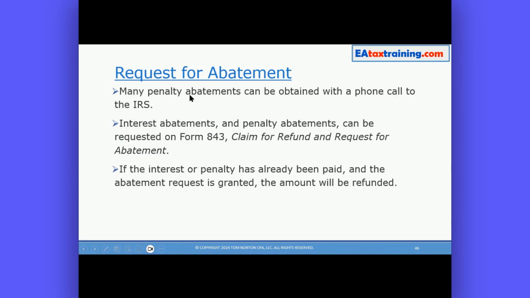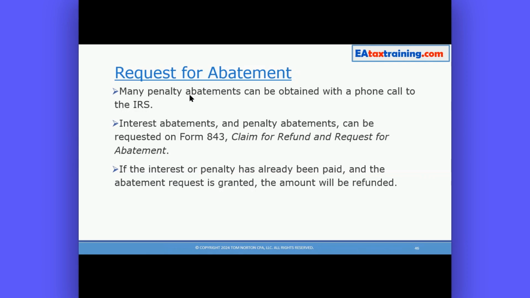In order to request an abatement for either interest or a penalty, most of the time you can do this by just calling the IRS. You can also do it on a form. You can use Form 843 to request it. And if you've already paid the interest or penalty and it gets granted, then they will refund the money.